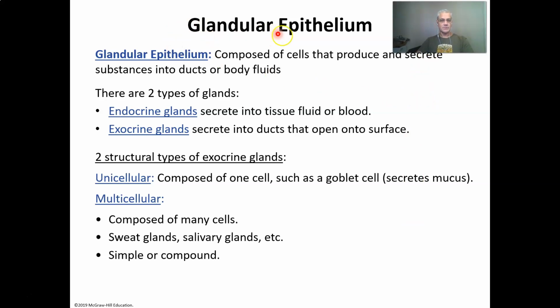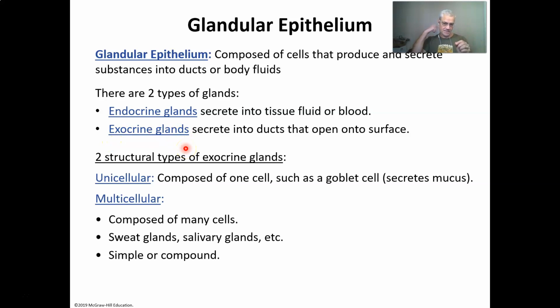Glands, glandular epithelium. We're still talking about epithelial tissues. However, they can join together and form glands. A gland is cells that produce and secrete substances into ducts or into body fluids. Right? So these are tissues that make products that can be secreted, and they have an effect on other tissues or other areas of the body. We can have two types of glandular epithelium, two types of glands: endocrine glands or exocrine glands.